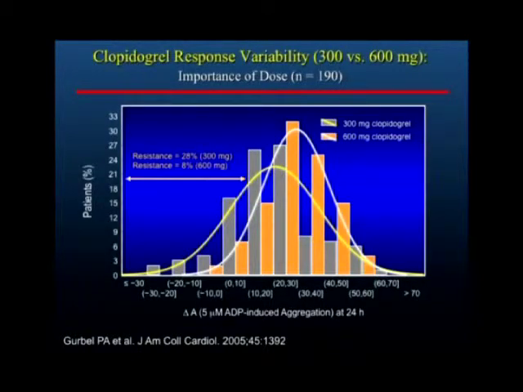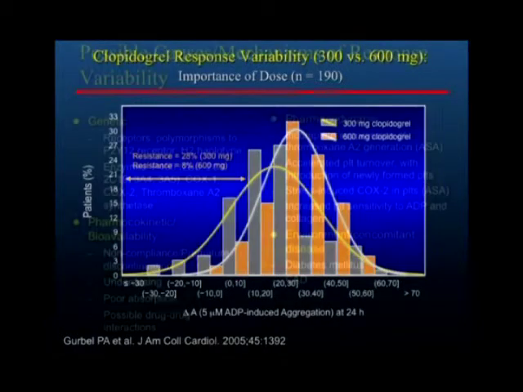Here's a slide showing the differences in response to clopidogrel. These are two curves that show the level of platelet inhibition: clopidogrel 300 milligrams on this curve versus 600 milligrams. Again, the 600 achieves a higher peak and a quicker onset. But as you do notice, this is a bell-shaped curve. Not everybody gets the same exact response, and there are some hypo-responders and there are hyper-responders.